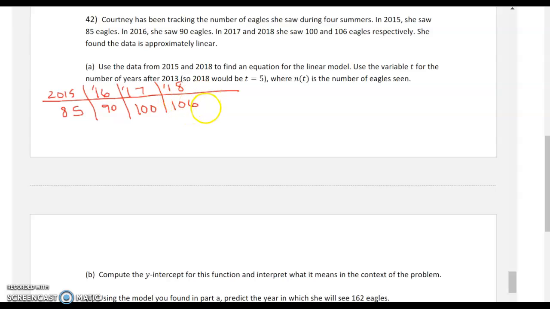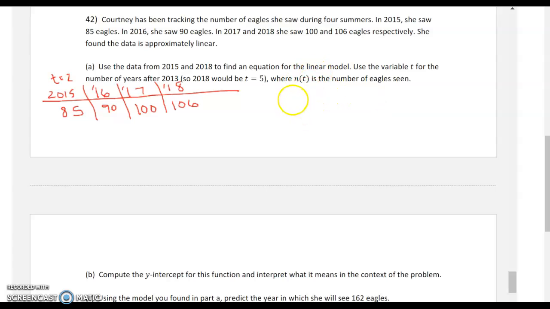She found the data is approximately linear. Use the data to find an equation for the linear model. Use the variable t for the number of years after 2013. So for example here, if we're after 2013, this would be t equals 2. At 18 we're t equals 5. And where n of t is the number of eagles seen.